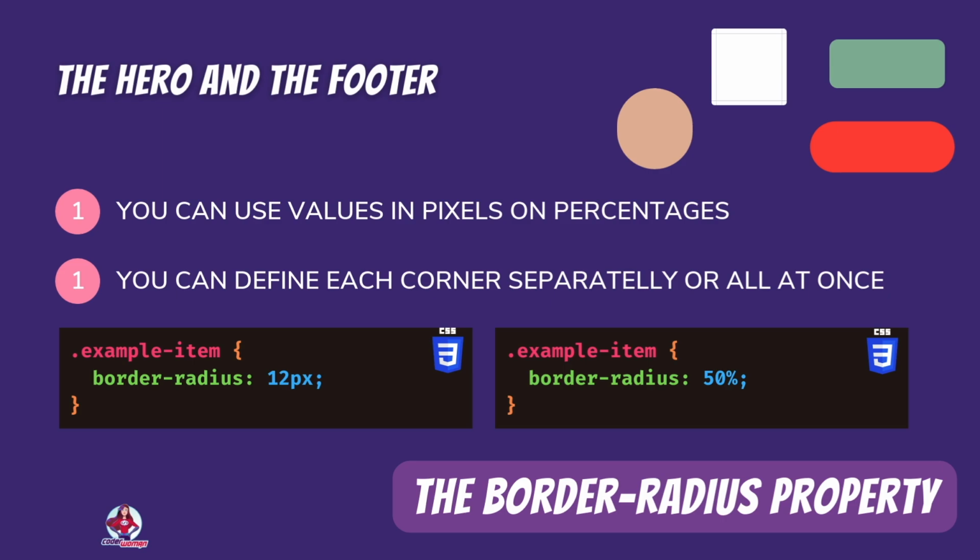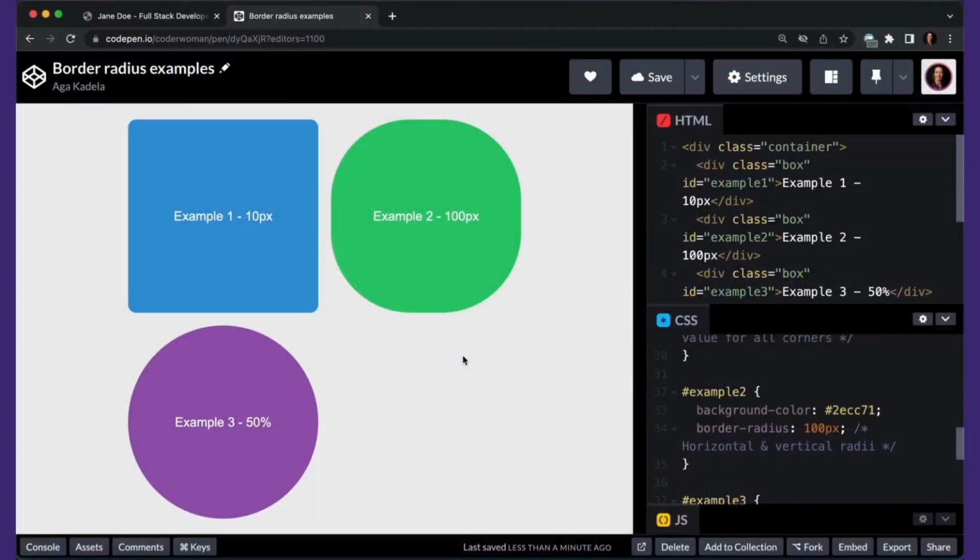As a value, you enter how much you want the corners to be rounded, usually in pixels or percentages. We can define each corner's rounding separately or all at once. We will use the second, easiest technique for now, all at once. If you want to learn more about setting border radius for separate corners, check out the additional materials. Let's see how it works on examples on CodePen.